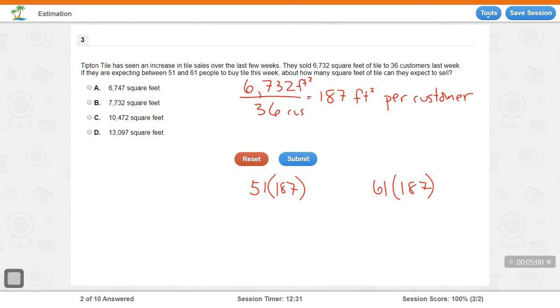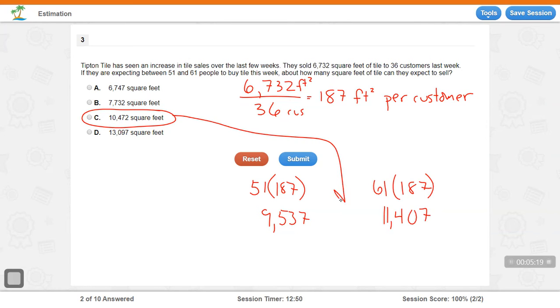And 51 times 187 gives me 9,537 as my low end, and my high end of 11,407. All right, and so in this case, I'm just looking for which one of these values can be found in between those high and low estimates. And we can see right here, option C, 10,000, can be found right in between our 9,000 and our 11,000. So that would be the answer we're looking to get.